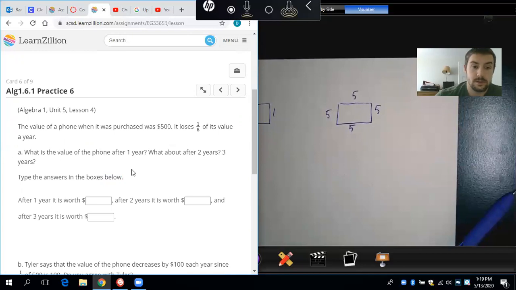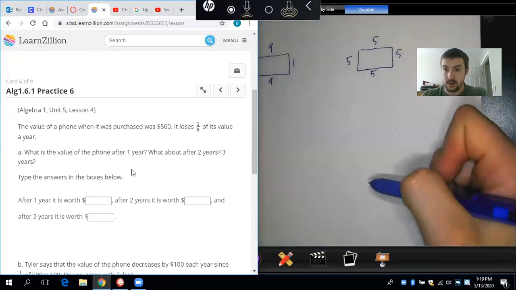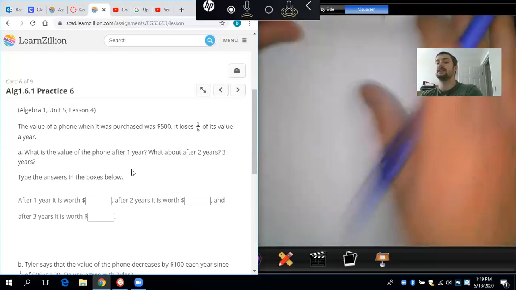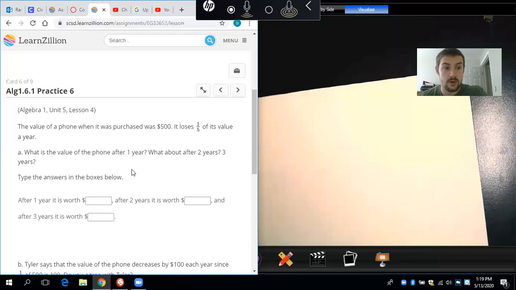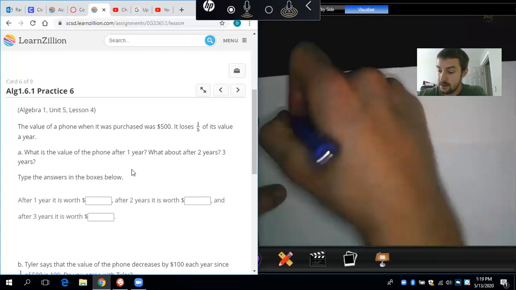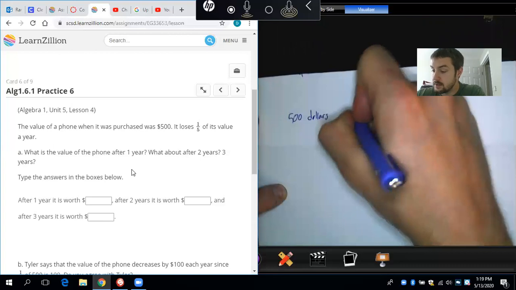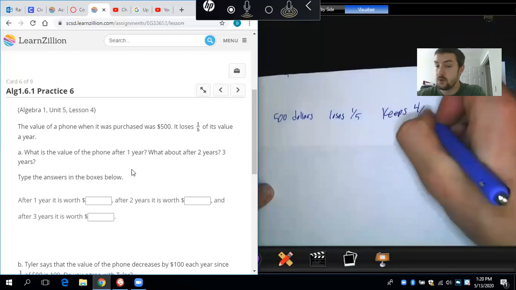So the value of a phone when it was purchased was $500. It loses 1/5 of its value per year. Now, if you had me as a teacher, you would hear me say a lot of times, we want to find the part that we keep, and that is what we want to use for our exponential equations. So the value of the phone was $500. It loses 1/5, so it keeps 4/5 of its value.